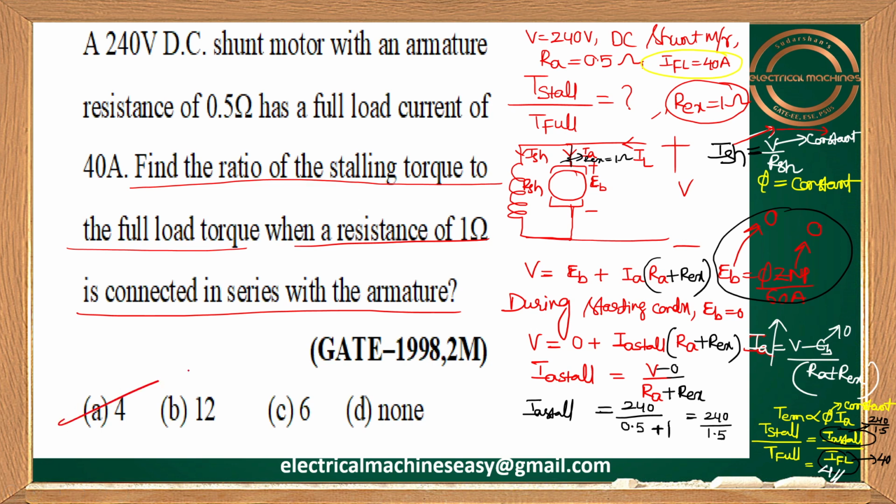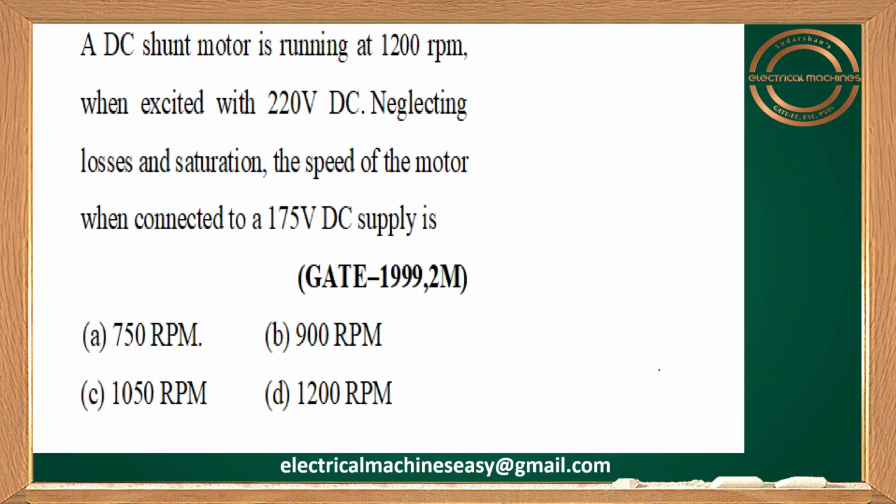Very simple question only. So T is proportional to I_a relation here. T_stall by T_FL equals I_stall by I_FL. I_stall means 240 by 1.5. And here I_FL, full load, he has given in the question as 40. So 240 by 1.5 is the value of I_stall by 40. That gives you the answer. So 4 is the answer. Okay, right. Let us see the next question.